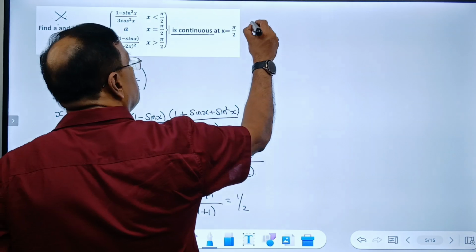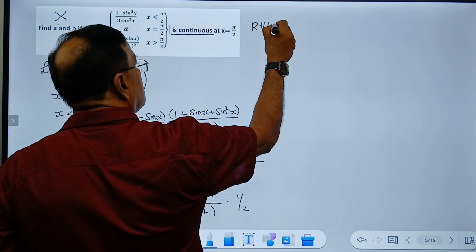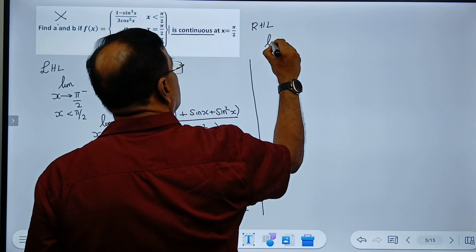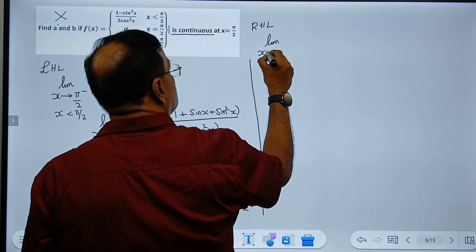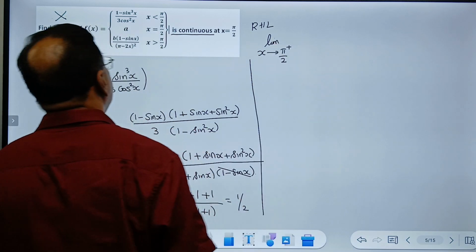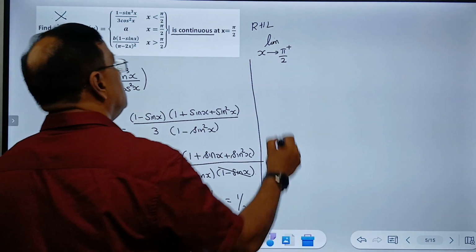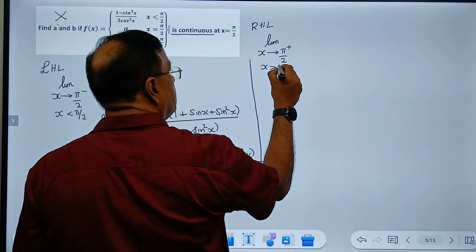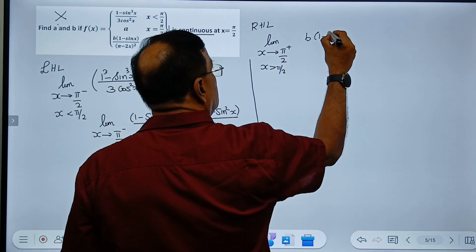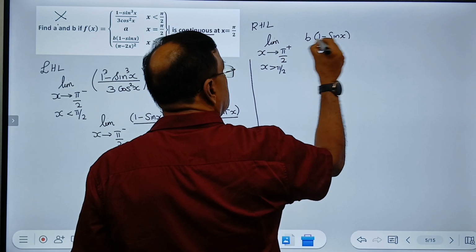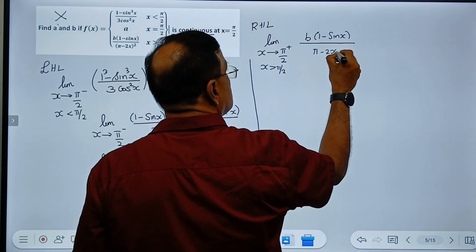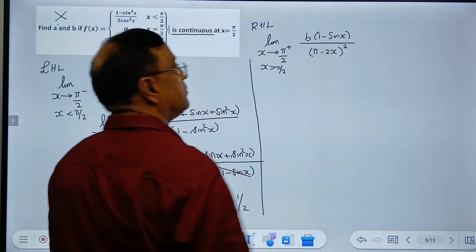Let's go to the right hand limit. What is my right hand limit? The right hand limit will be limit x approaches pi by 2 plus. Now what is pi by 2 plus? It is definitely greater than pi by 2. So what is my function? It is b into 1 minus sin x divided by pi minus 2x the whole square.